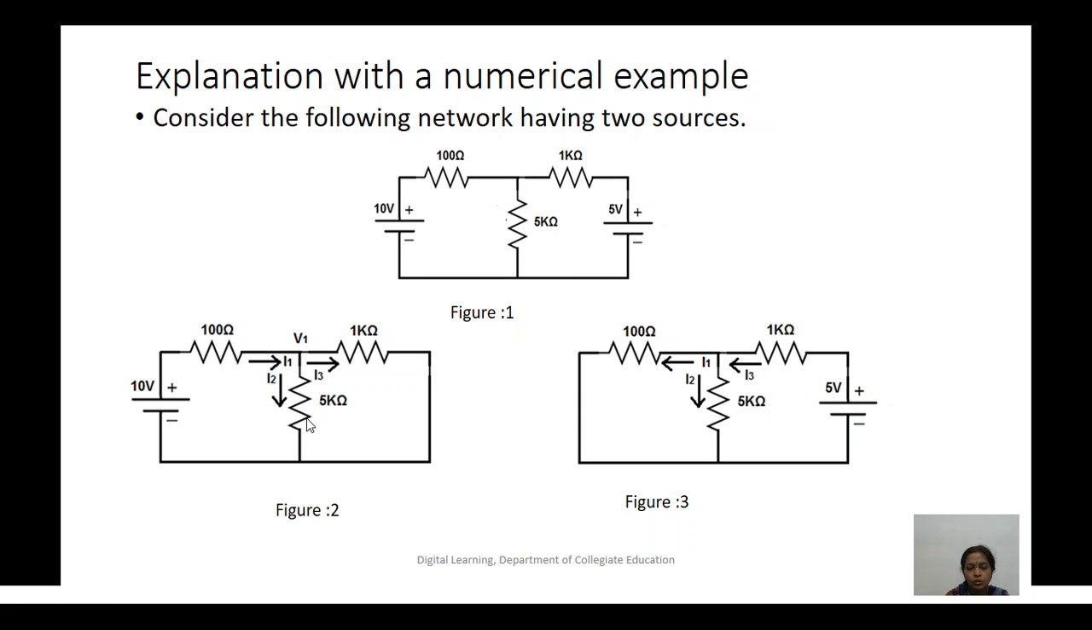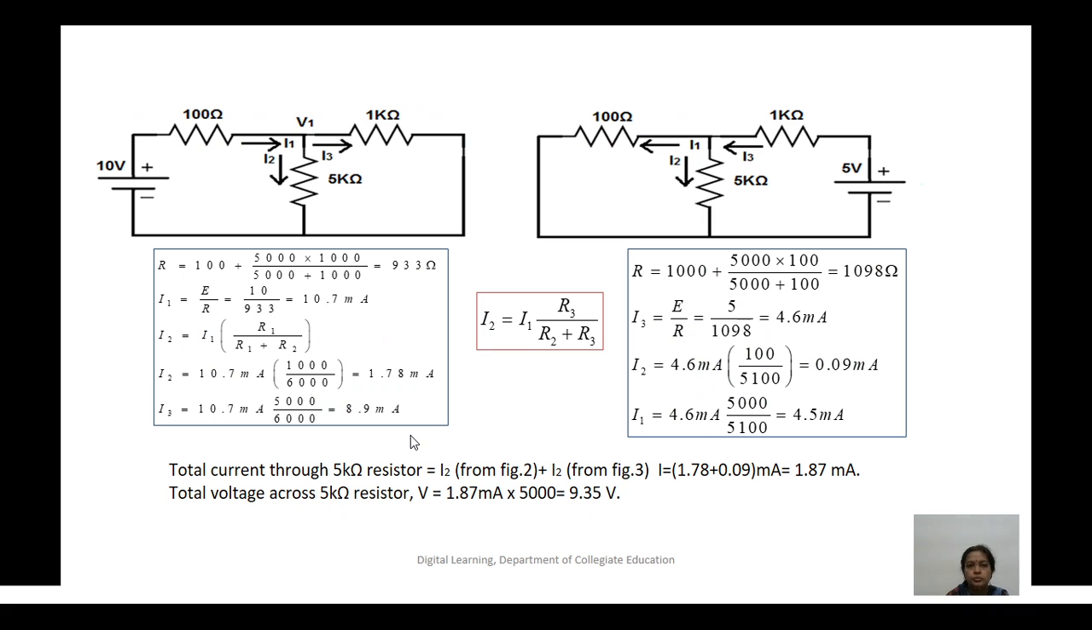So you take 10 volts and find what are the currents, and take 5 volts and find what are the currents. Then add the currents to get the total current. So if you take only 10 volts at a time, find the currents. So how to find the current? So find the main current.